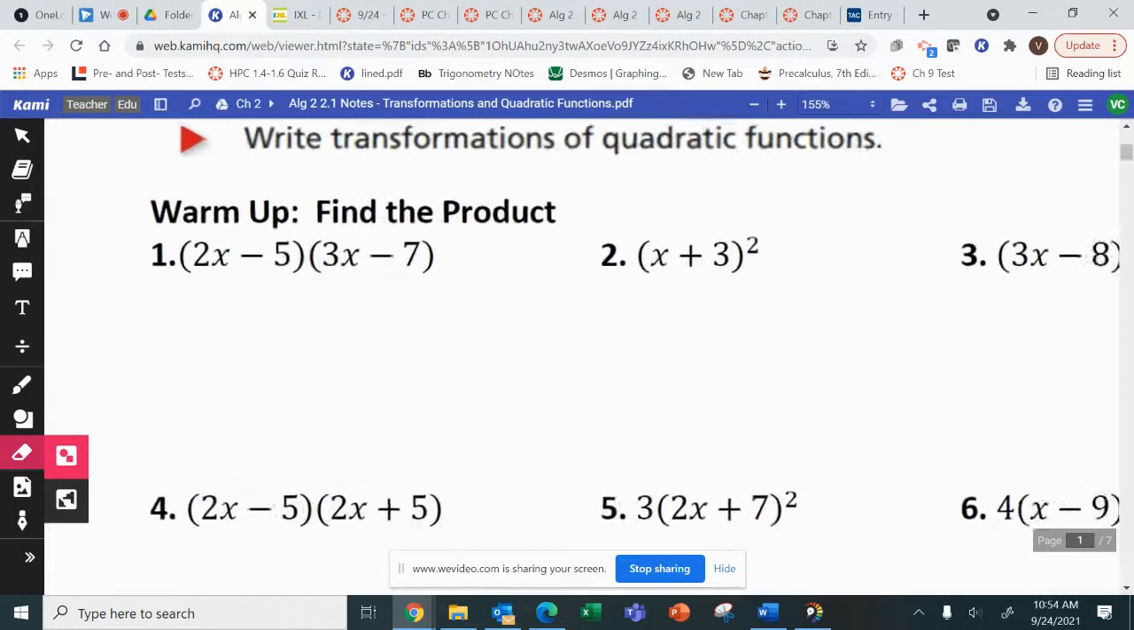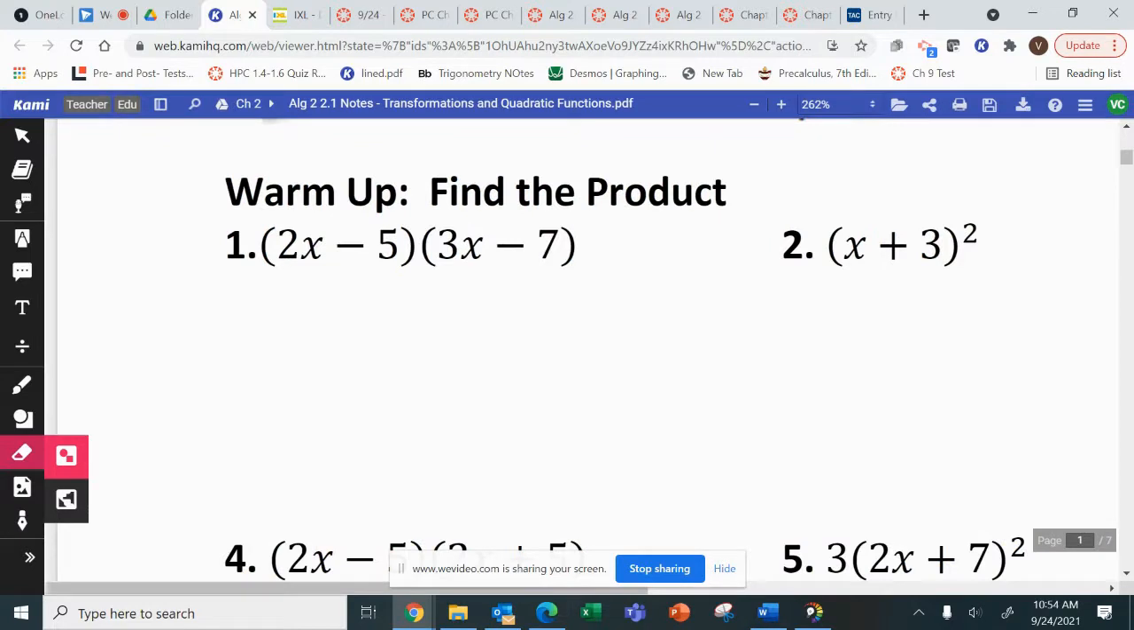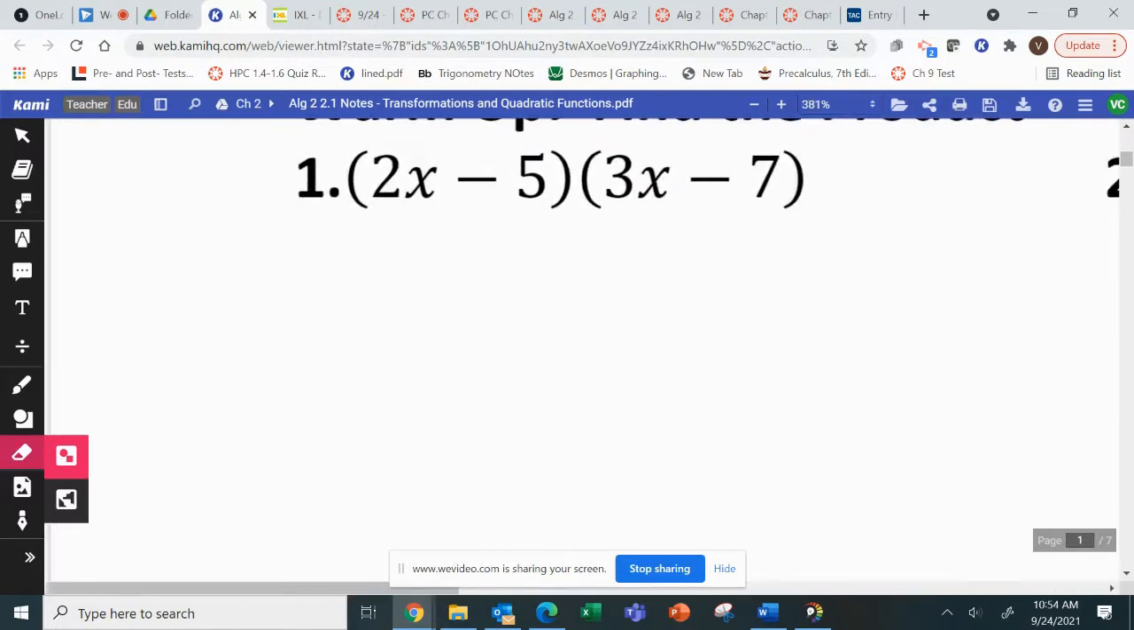The first one, I have two different ways you could do this. We could use a grid method, or we could use the FOIL distributive method. I'm going to show you both. The FOIL method that you all were yelling out only works for a binomial times a binomial, so I'm not going to call it FOIL, because then it works for everything.